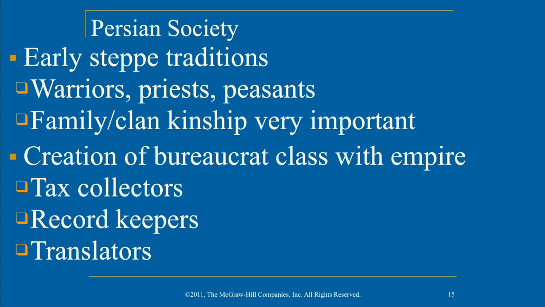There's a creation of a bureaucrat class with empire. Now, a bureaucrat is someone who goes around and performs a task for the government with specialization, meaning that, for example, tax collectors, their only job was to go around and collect taxes. They got paid through taxes, and they did this job as a part of supporting the empire as a whole. There were record keepers, people who kept records of all the goods that were being traded, and this would help in the tax collection. Land distribution, land taxes.